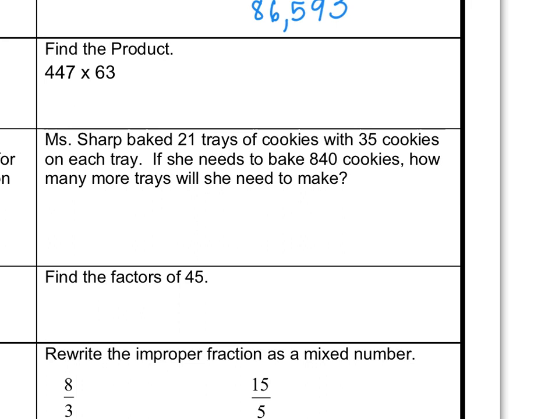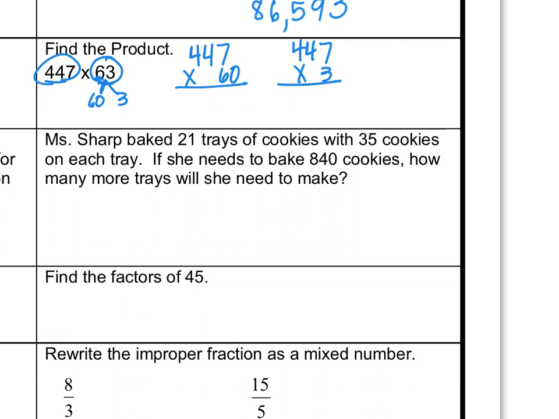Find the product. Factor times factor equals product. But we're going to break this second number down into 2 parts. The 6 is worth 60. The 3 is worth 3. And we're going to do 2 different multiplication problems. We're going to start with 447 times 60. And 447 times 3. And when we're done, we will add those 2 partial products, okay? Bring your 0 straight down. Pretend like it's not even there.